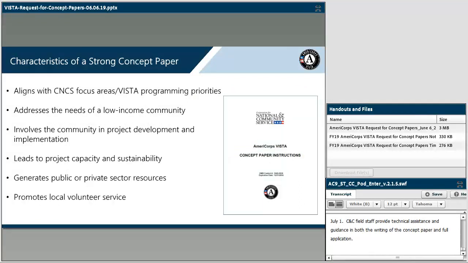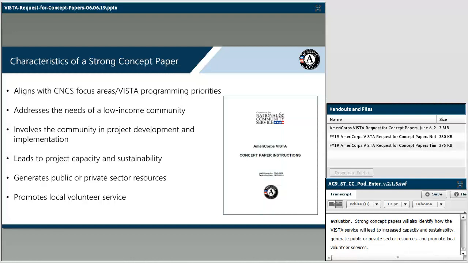As Melissa mentioned earlier, the Domestic Volunteer Service Act of 1973 is the federal statute that guides the VISTA program. Each concept paper submitted must adhere to that statute. In addition, the concept paper must align with the VISTA priorities and principles, addressing poverty in the community and empowering community members to participate in project development, implementation, and evaluation. Strong concept papers will also identify how the VISTA service will lead to increased capacity and sustainability, generate public and private sector resources, and promote local volunteer service.